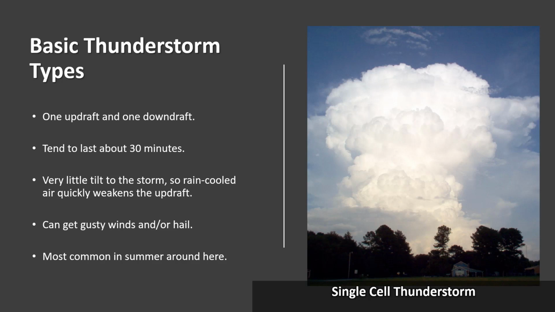Basic thunderstorm types. The first thunderstorm type is the single-cell thunderstorm. This thunderstorm has one updraft and one downdraft. These tend to last about 30 minutes. There's very little tilt to the storm, so rain-cooled air quickly weakens the updraft. The single-cell thunderstorm can produce gusty winds and/or hail, and is most common in the summer around here.